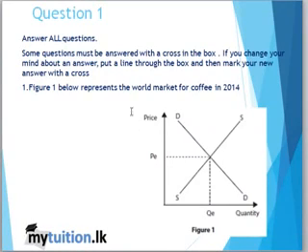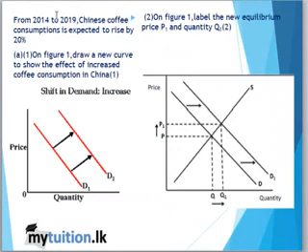The figure below shows the world market for coffee in 2014. From 2014 to 2019, Chinese coffee consumption is expected to rise by 20%. On figure 1, draw the new demand curve showing the increase in coffee consumption in China. So normal demand curve, when consumption is expected to increase, the demand curve will shift to the right. On figure 1, label the new equilibrium of price and quantity.